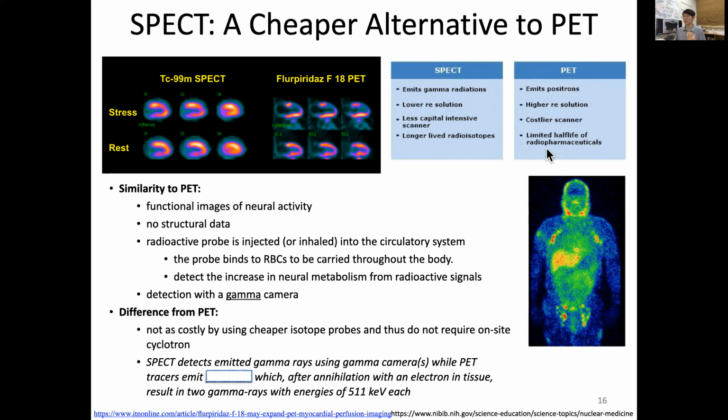While PET tracers emit what? Positrons, which after annihilation with an electron inside tissue, result in two opposing gamma rays, whose energy in fact is about 511 kiloelectron volts each. So this is an example of SPECT.